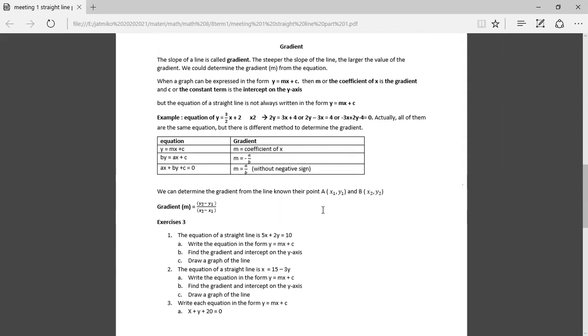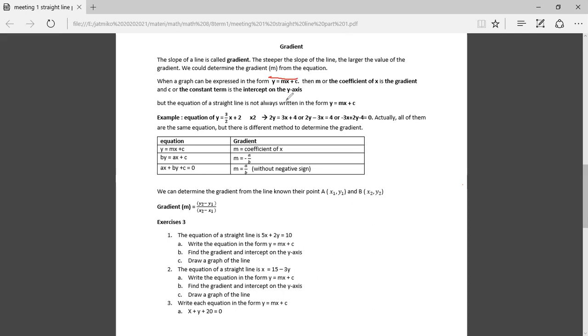And then how can we determine the gradient? We can take it from the equation. We can take it from the graph. How can we determine the gradient? You can see from this formula. So this is the basic.